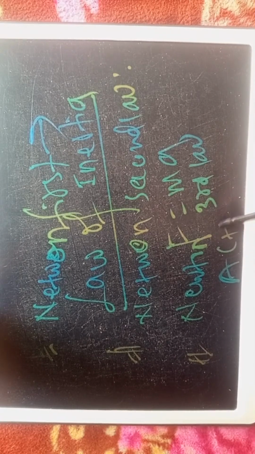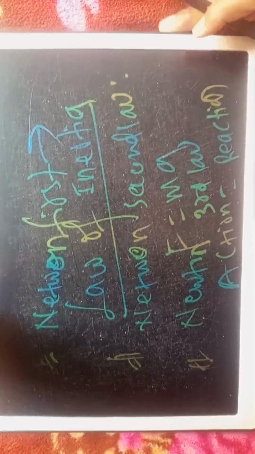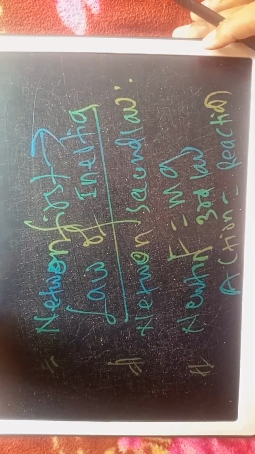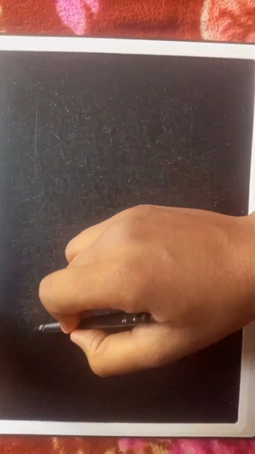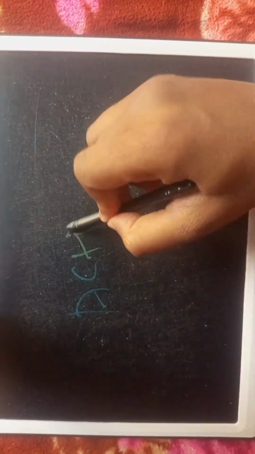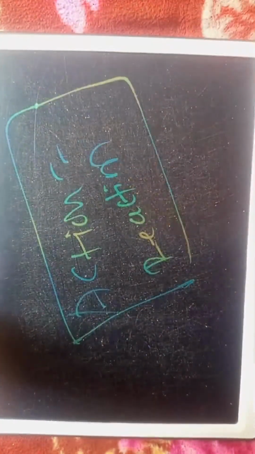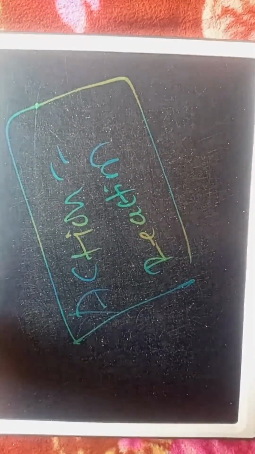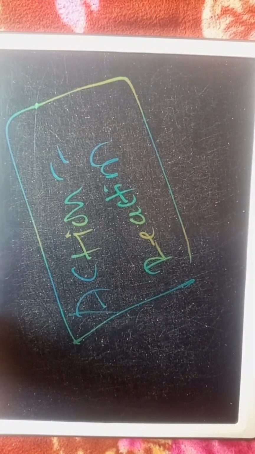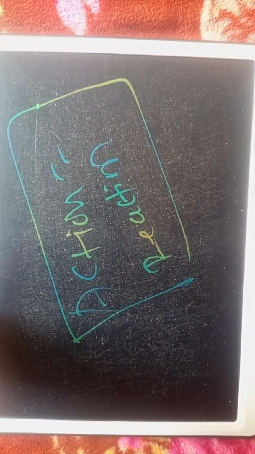Action is always equal to reaction. To every action there is an equal but opposite reaction. Newton's third law: action is equal to reaction. So the third law means action is always equal to the reaction. That is called the third law.